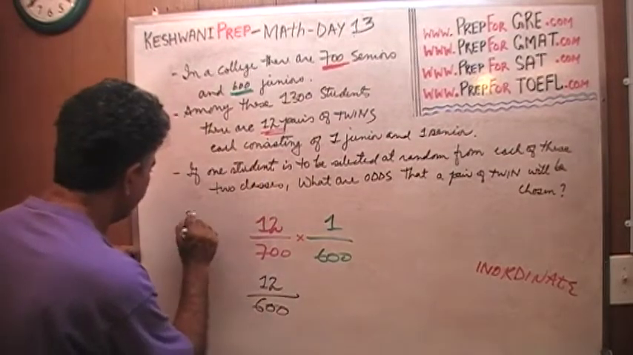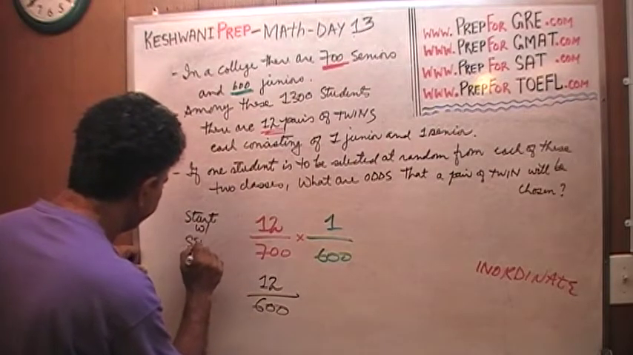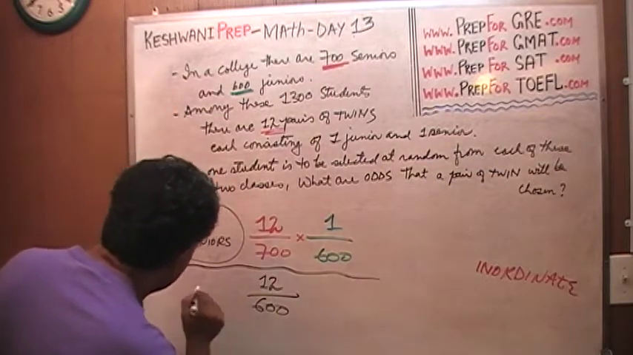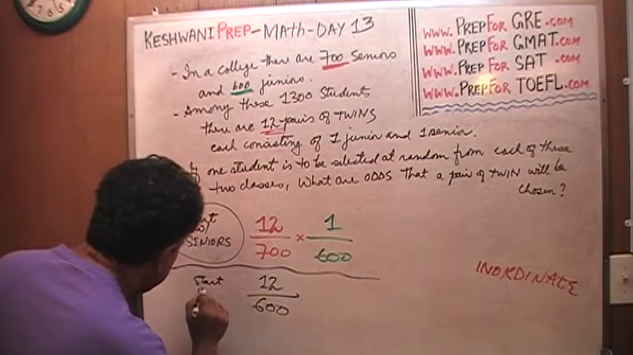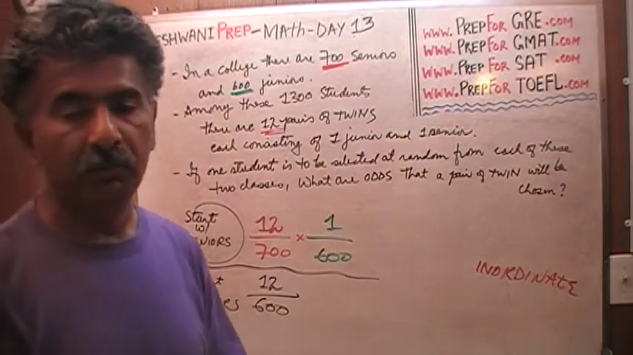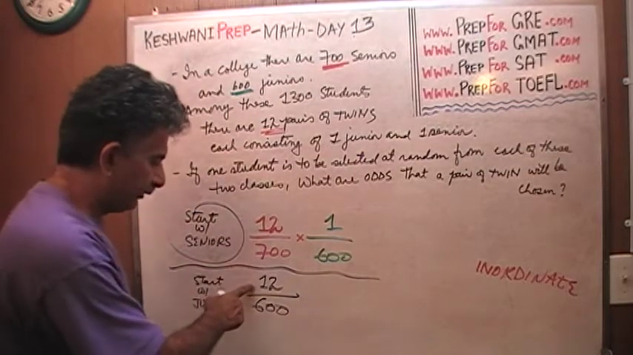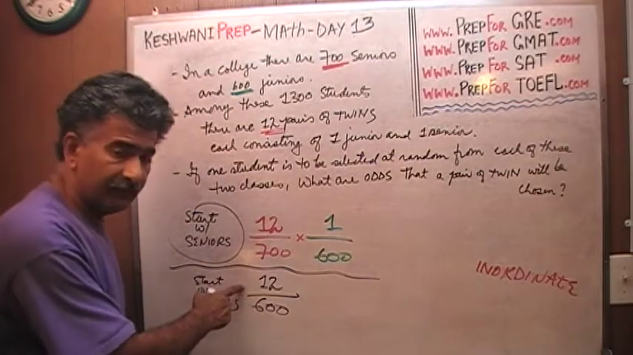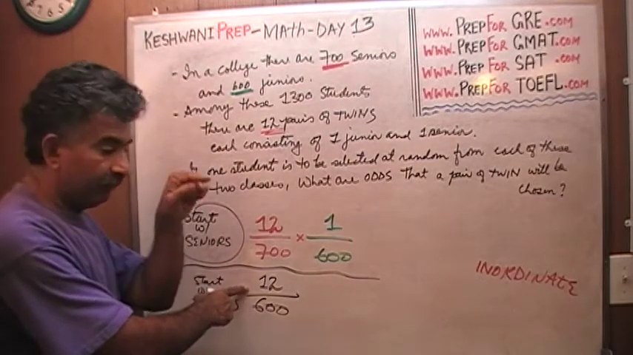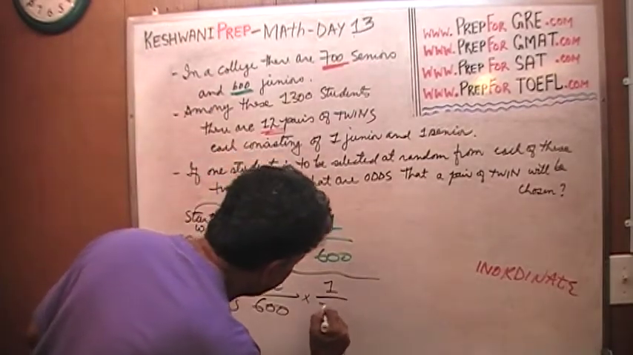So here we are starting with seniors. Here we are starting with juniors. And what I'm trying to make you understand is that it doesn't matter which way you go, you're going to get the same answer, which is what you're going to see here. So here the odds are 12 out of 600 if you start with juniors. But once I have chosen a junior, and if he or she happens to be a person who has a twin sibling in the other class, the odds of picking that particular person is only 1 out of 700.